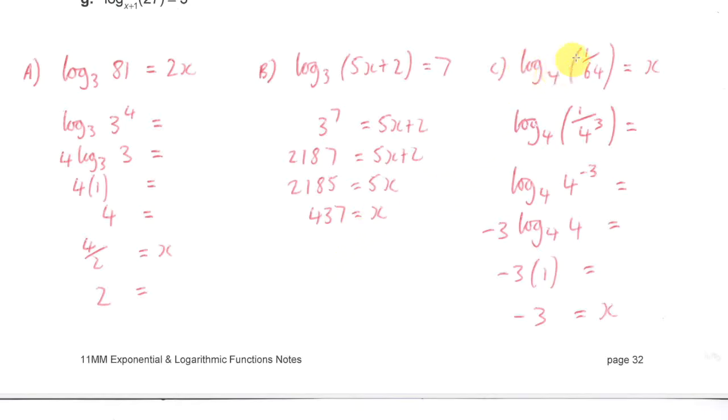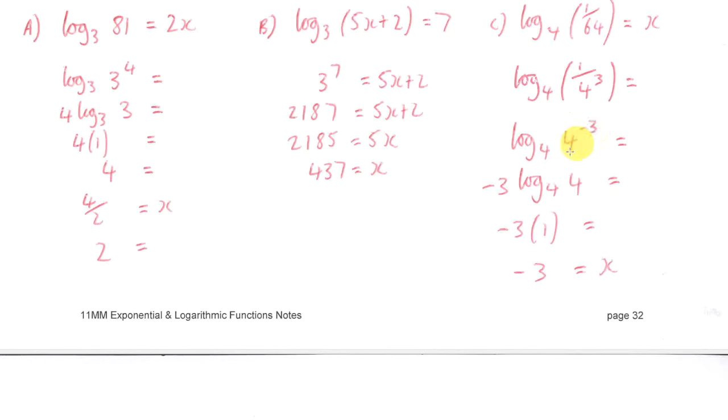C, we've got log base 4 of 1 on 64 equaling x. So again, recognise that 64 can be written as 4 to the power of something, 4 to the power of 3. Bring it up to the top and write it as a negative power. That negative 3 can come down. And of course, log base 4 of 4 simplifies to being just 1, so I have x equaling negative 3.